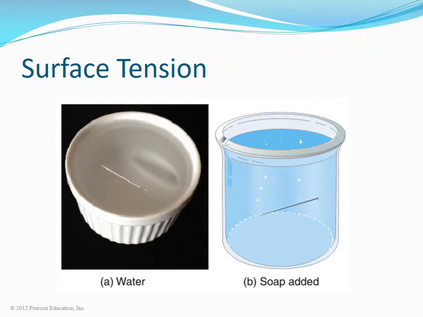The ability of the surface of water to support a needle is an example. On the left, the water surface acts like a thin, flexible surface film. The surface tension of water can be reduced by adding soap to the water. On the right, soap is added to the water to decrease the surface tension of the water, and the needle sinks. Soap is added to laundry so that the water more easily penetrates the fibers of the clothes being washed.